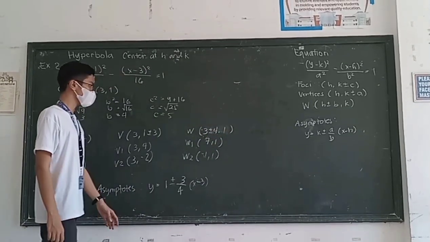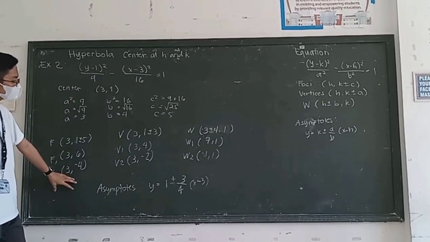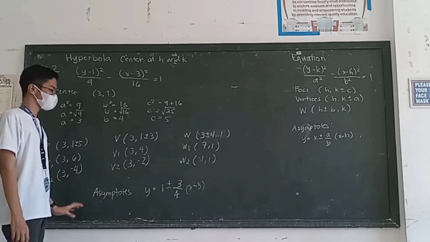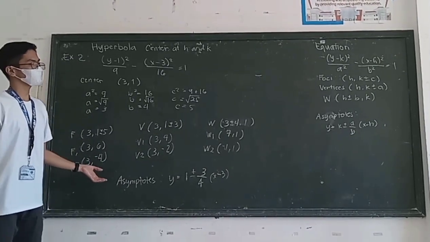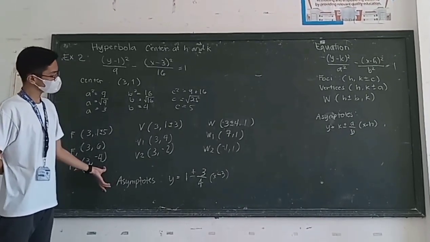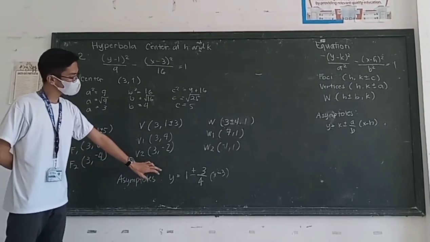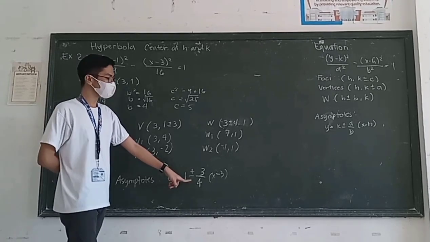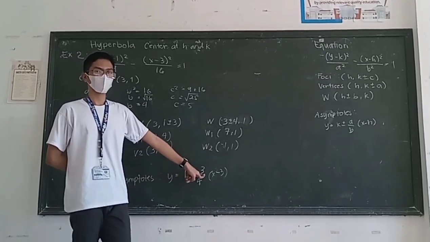To determine the equation of asymptotes, we need to substitute the values of h and k, and the values of a and b. After we substitute the values, we get this equation: y is equal to 1 plus or minus 3 over 4 times the quantity of x minus 3.